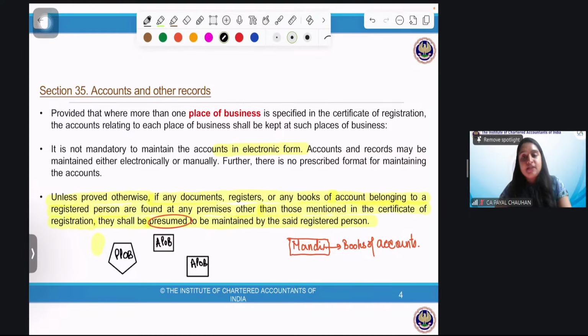Certificate of registration is the criteria which will tell how many places of business I have. Okay. For the purpose of maintenance of books of account, tell me another, my question has changed now. What is the definition of place of business? Yes, Mustafa, perfect answer. Wherever my books of accounts are maintained, that will be known as place of business.